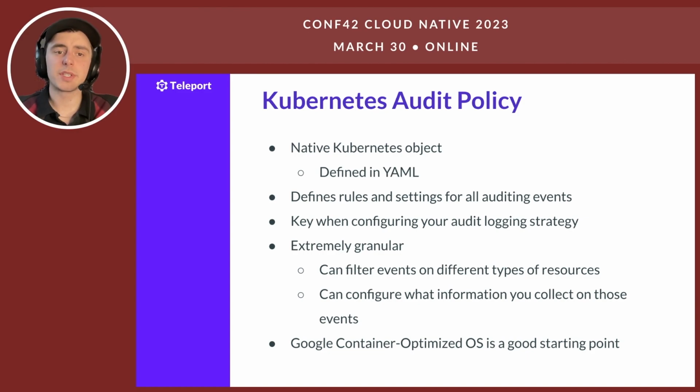For one example, you can say, only log anything that's done to secrets, or just events concerning pods, or say everything that's done to any of the core APIs, but none of the custom resource definitions or extensions. As a good starting point, you can check out the audit profile for the Google Container Optimized OS. This is publicly available, and you can then configure it from there to whatever best suits your logging needs.